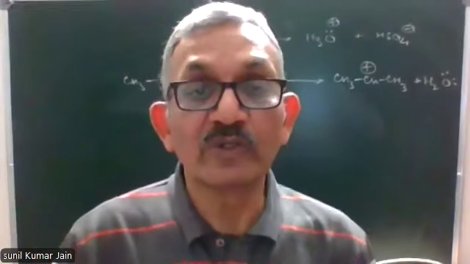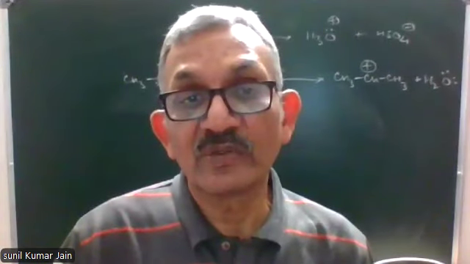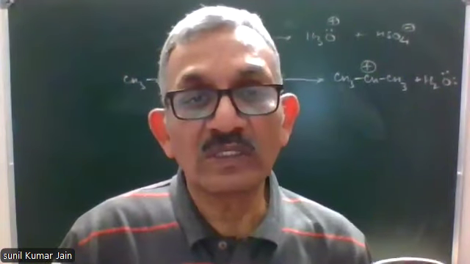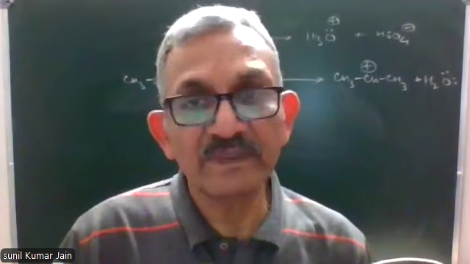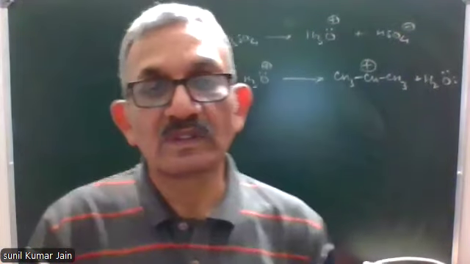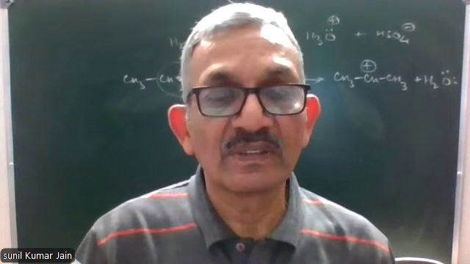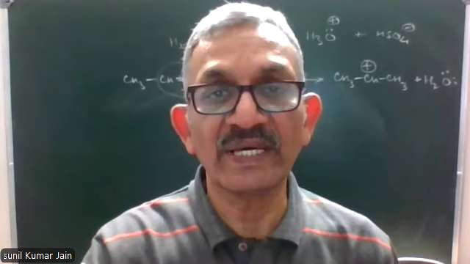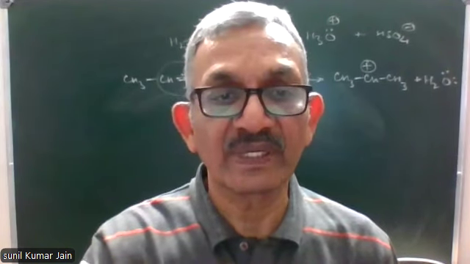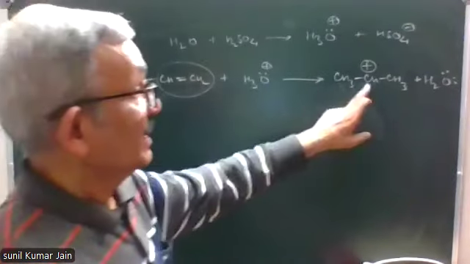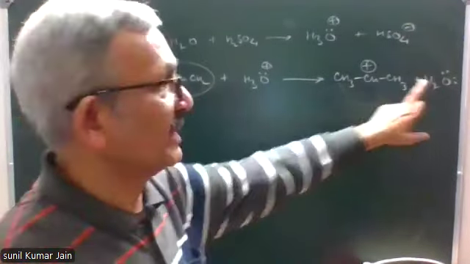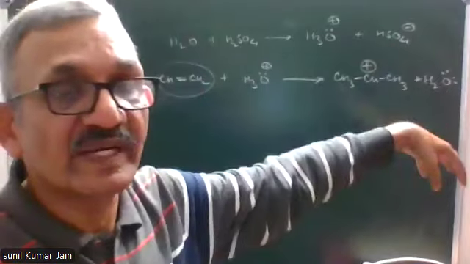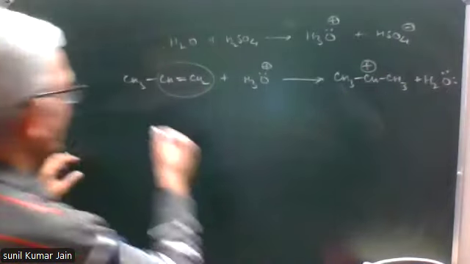Next item, step 2: nucleophilic attack of water on carbonium ion to form an oxonium ion. Now look here, what will happen in the second step? These two products, that is carbonium ion and water, will react together. Water will make a nucleophilic attack on carbonium ion. So write the equation.